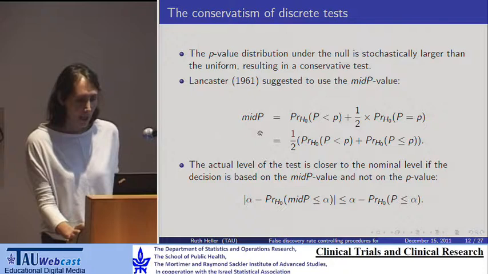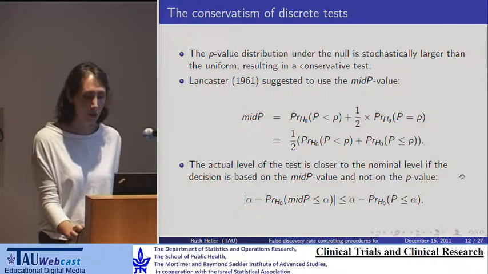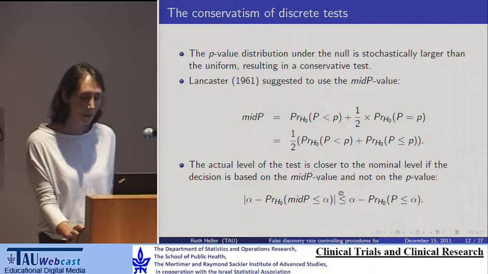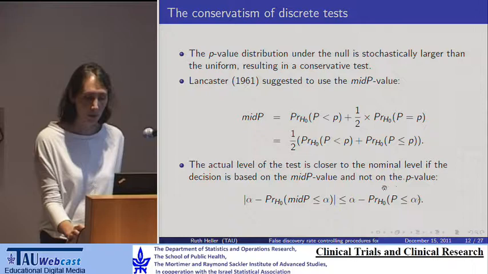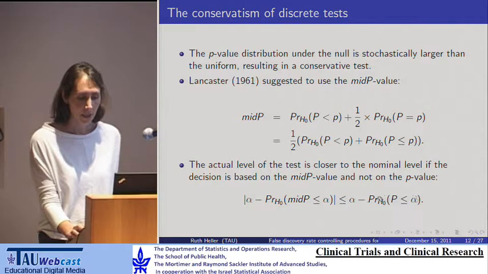And it is straightforward to show that the actual level of the test is closer to the nominal level if the decision about rejection is based on mid-p-values instead of on p-values. So the actual level of the test, although you wanted a level alpha test, the actual level that you get for discrete p-values is this value, is this term right here.